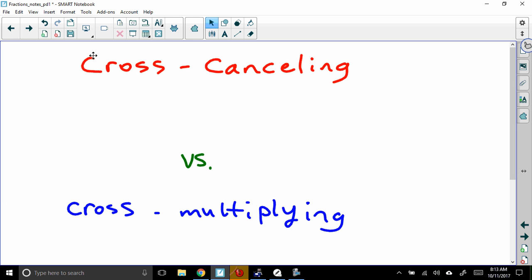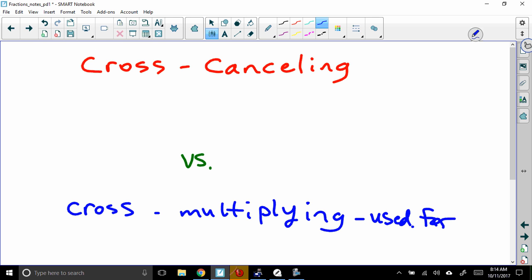But anyway, the deal with cross-multiplying is that it is used for the sole purpose of solving a special kind of problem. Anybody know what kind of problem it's used to solve? It starts with a P and has another P in it and ends with an N. It's 3 syllables. Back in the day in business and economics, it's called the rule of 3. If you know 3 parts, you can find the 4th.